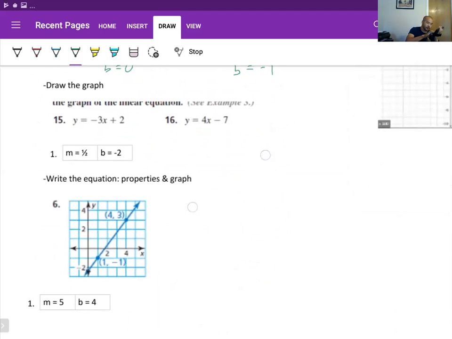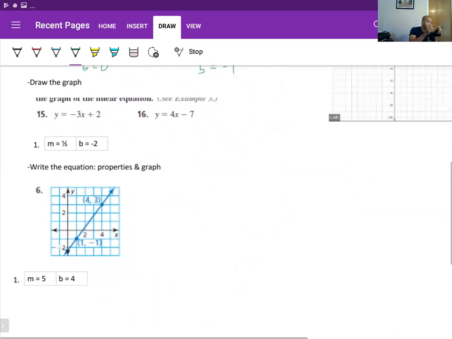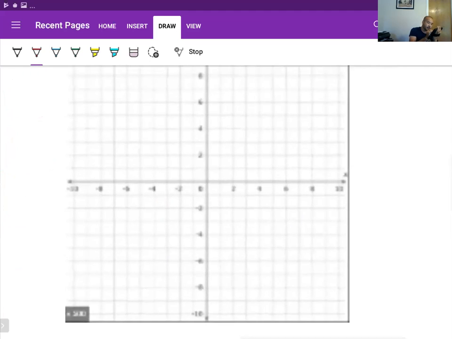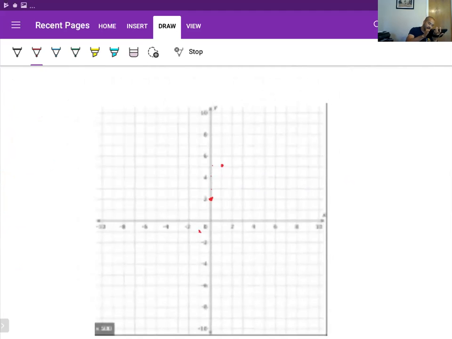You also need to be able to draw the graph. So you have this one, you have the y-intercept is 2, and then the slope is -3/1. So let's come over here to this graph. What was the y-intercept? The y-intercept was 2. And then the slope was 3 over 1. So go up 3 and over 1. You only need 2 points to draw a straight line.